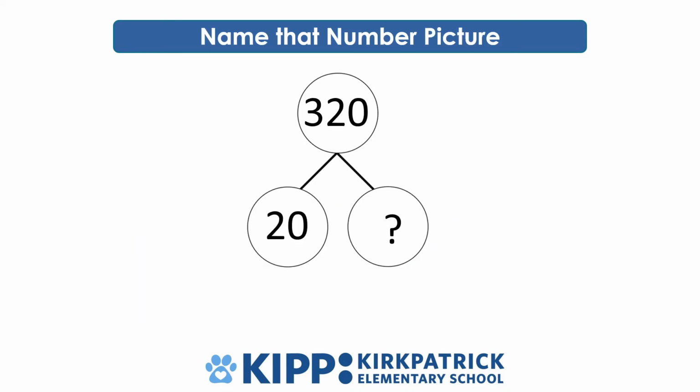All right, name that number picture. I see that the number on top is 320. This number is 320. Okay? The number that was given to me was 20. What number can I add with 20 that would give me 320? What number can I add with 20 to give me 320? That's right, friends, 300. One thing we also want to do, good scholars check their work.